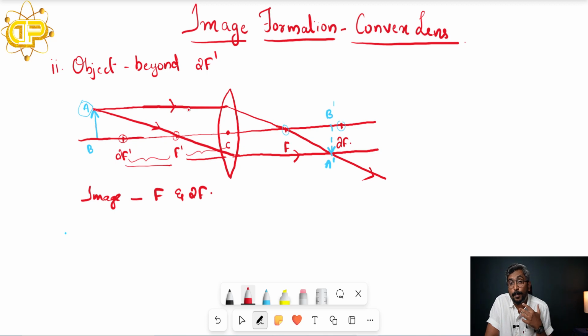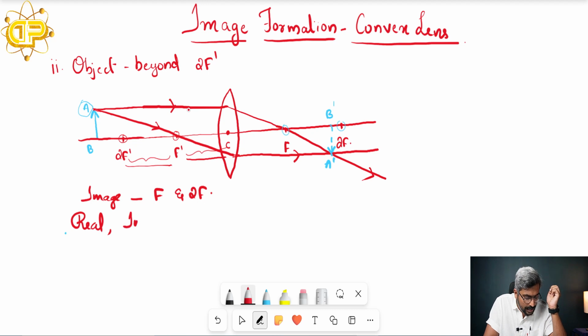And what are the properties of that particular image? The first and foremost property is that it is real, as both the refracted rays are meeting in real. So that is real, and all real images are inverted. They are inverted, and you can see it is just upside down, A dash, B dash.